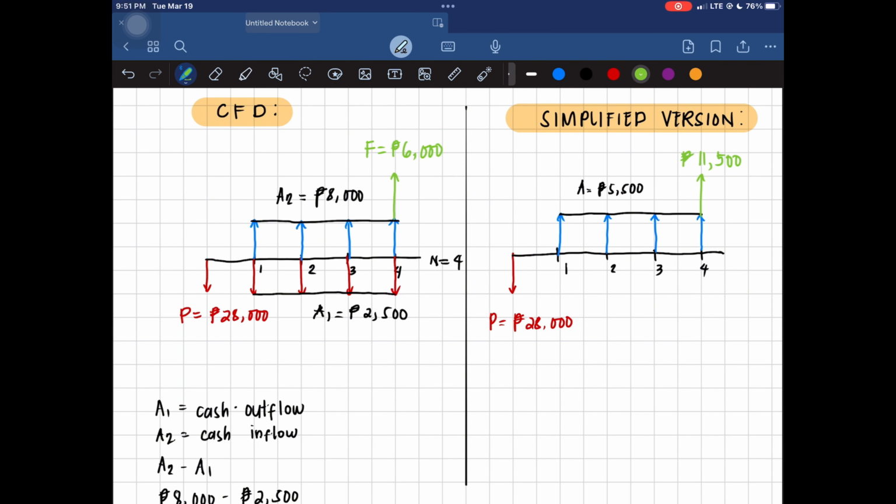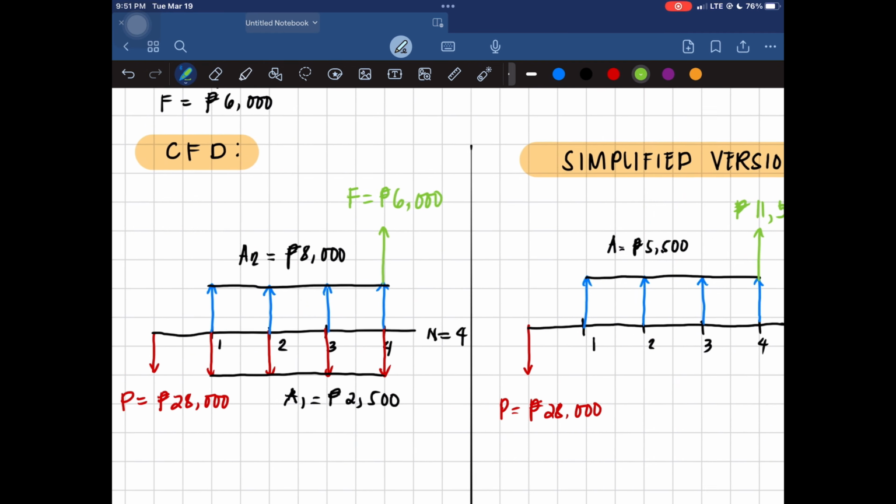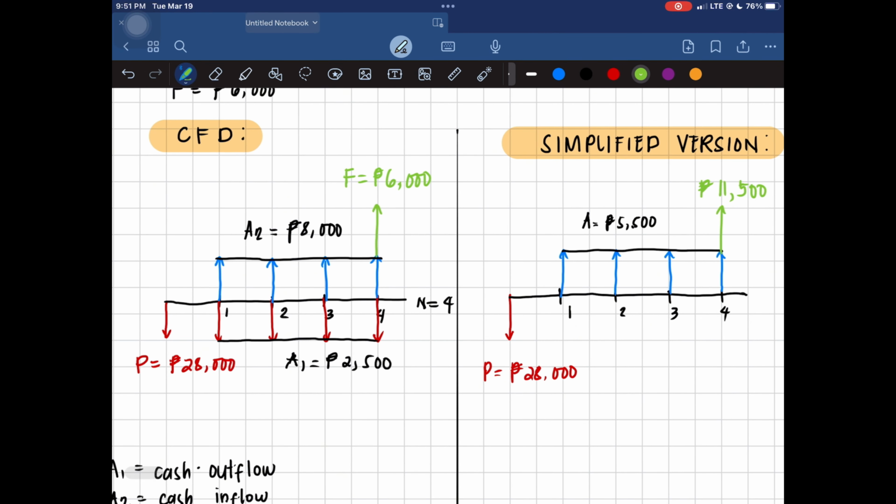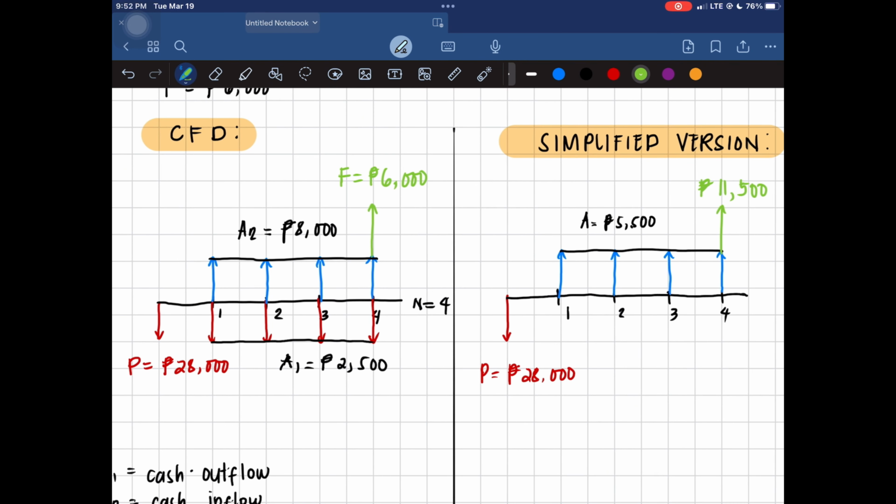So we have an annuity of 5,500 pesos and we have 11,500 pesos at the end of year 4. And also our present value is 28,000 pesos. So now you know how to create a cash flow diagram in 2 ways, and you can clearly see the difference between the two.